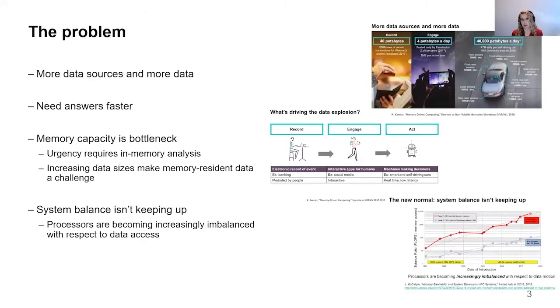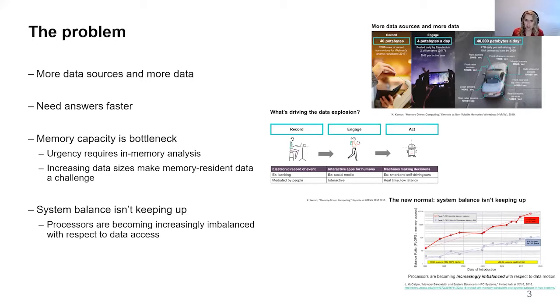So what's the problem we're trying to address? We're living in a world that is very data rich. There are more and more data sources, more and more applications generating more and more data. And we need to be able to access and process this data faster and faster, because we're trying to use the data to inform decisions that we're making, maybe even automating those decisions and allowing machines to make the decisions for us. Because we need those answers quickly, the urgency suggests that we need to be processing data that's memory resident.